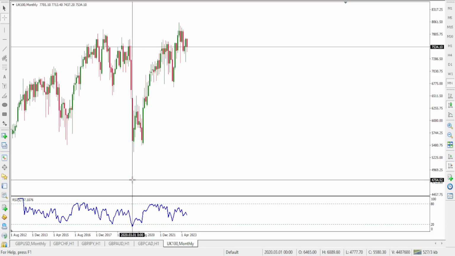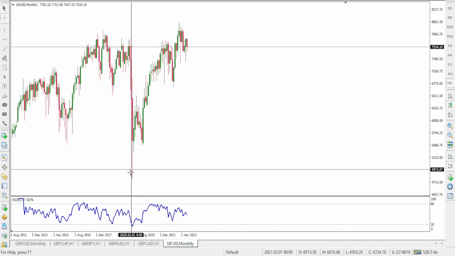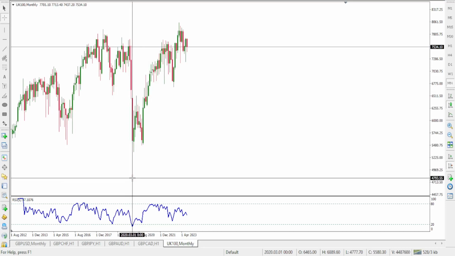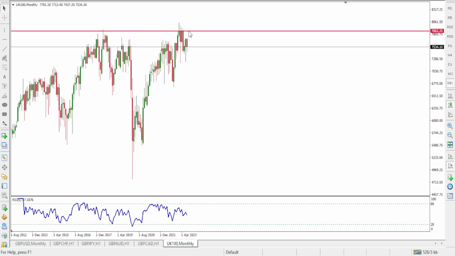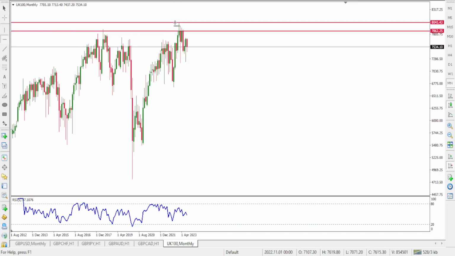a very nice bullish rally all the way from March 2020, and even we have got a very nice break above the structure, but the structure wasn't broken, and soon after that the market re-entered into the zone once again.